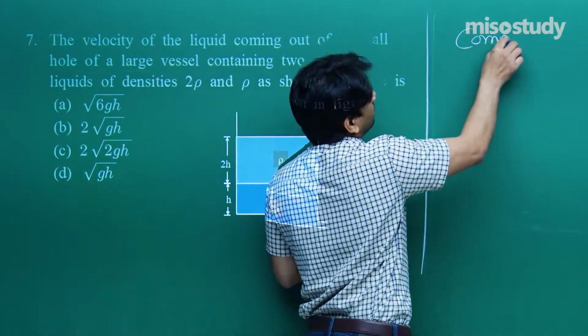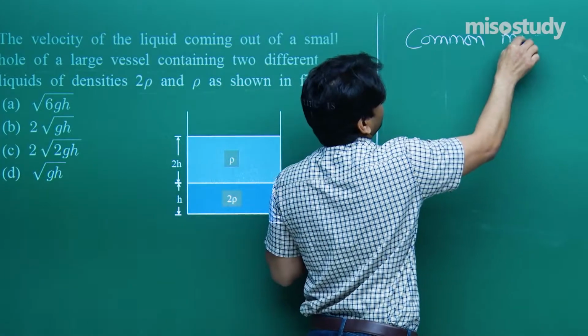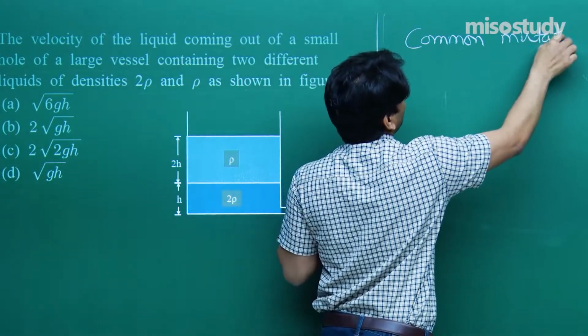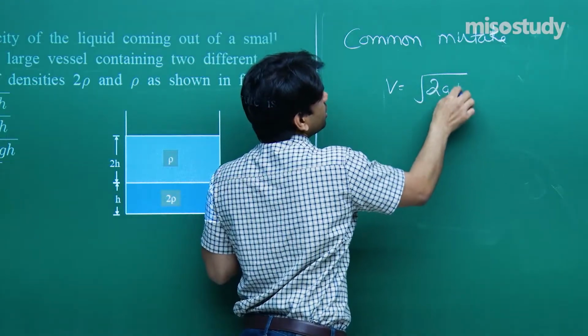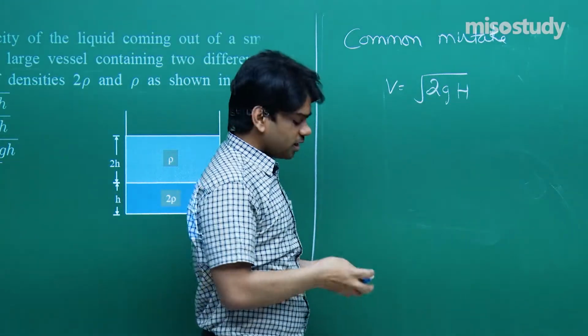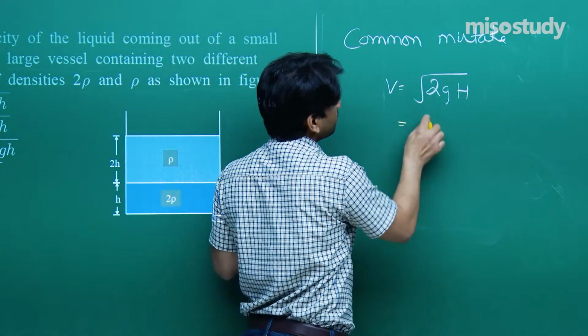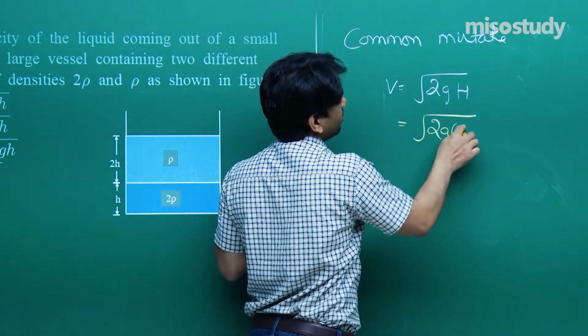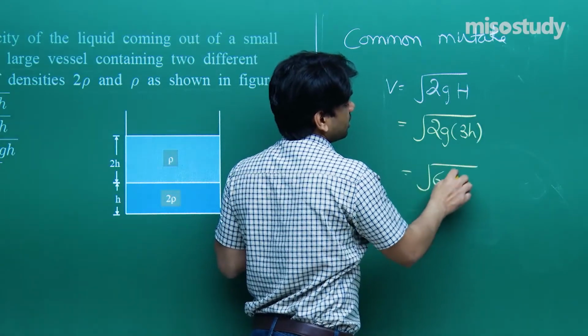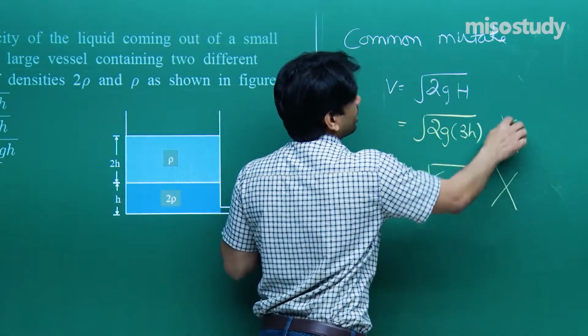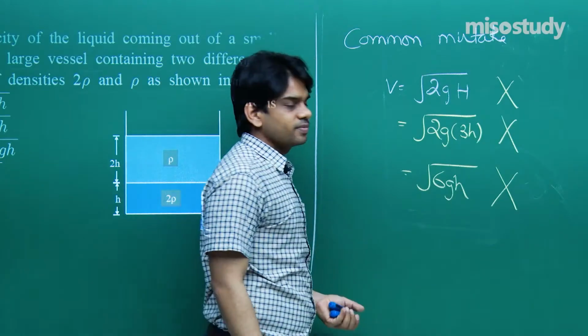You will think that since just now we did an efflux problem, velocity is equal to under root 2 GH. Density has got no role to play here. Place here H as 3H. So you will get under root 6 GH. This is the common mistake that a student does.